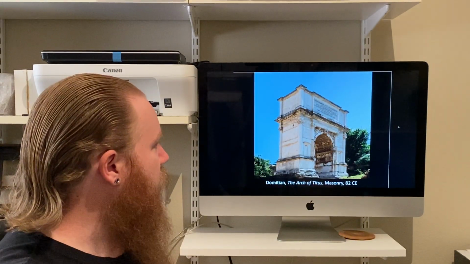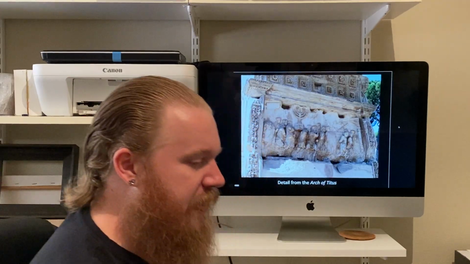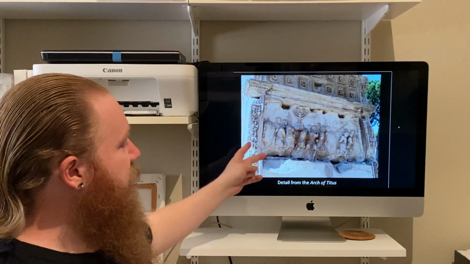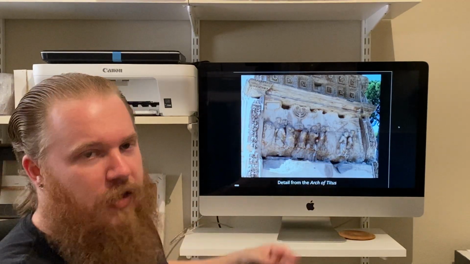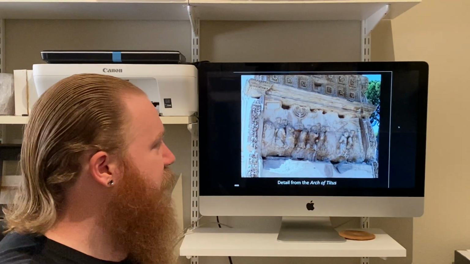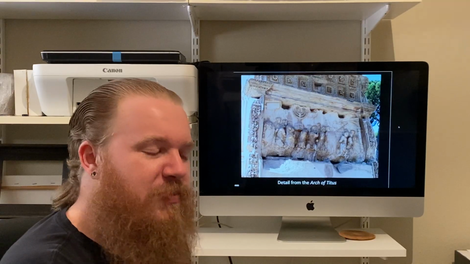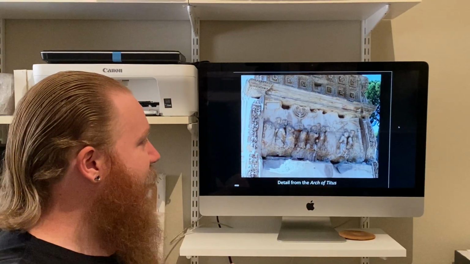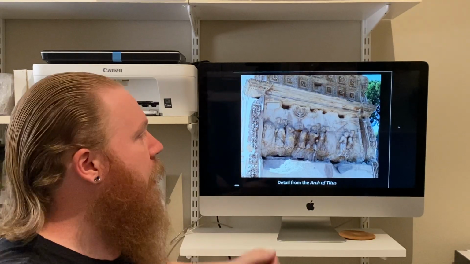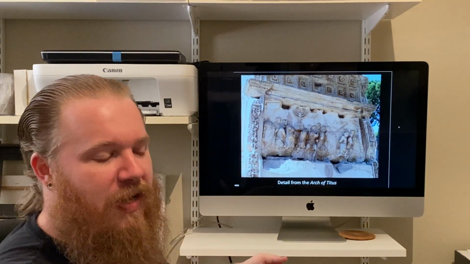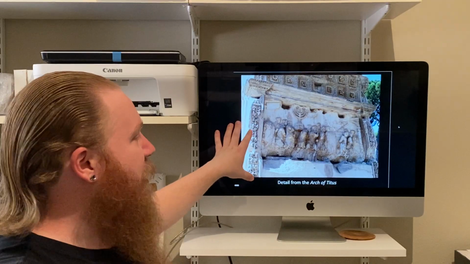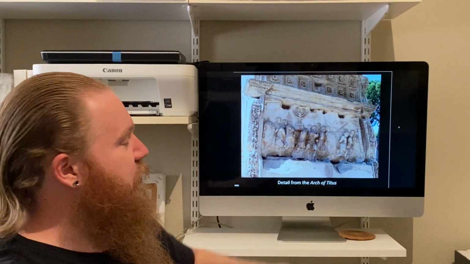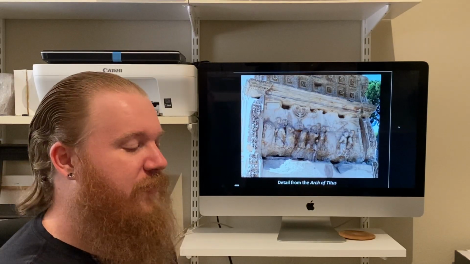But if we look at a close-up here of the interior portion, we can see one of the remaining sculptures, and this is the triumph of Titus as he returned to Rome from sacking Jerusalem. So he brings Judea under the yoke of the Roman Empire, and he sacks the temple of Herod there, and he brings back the spoil. So we can see the menorah there being carried through the streets of Rome in triumph in this case.